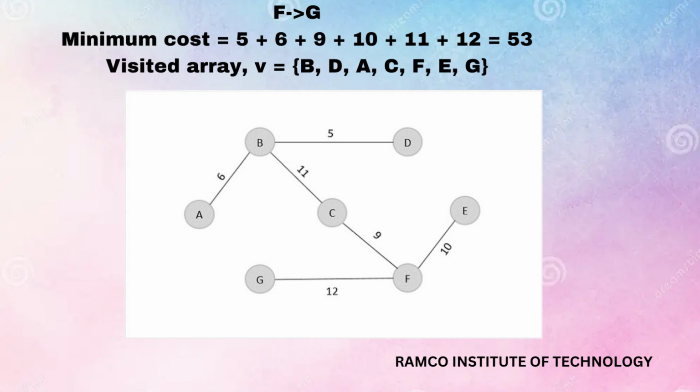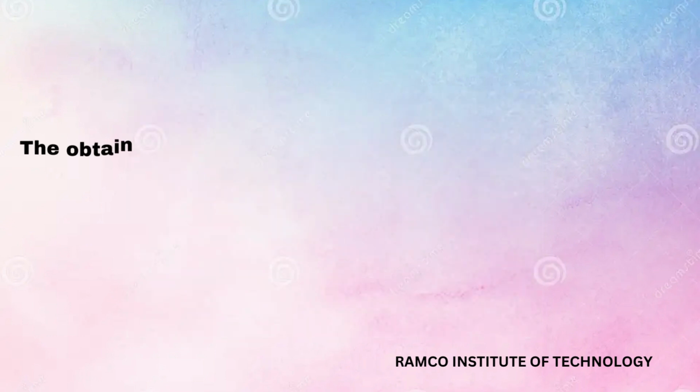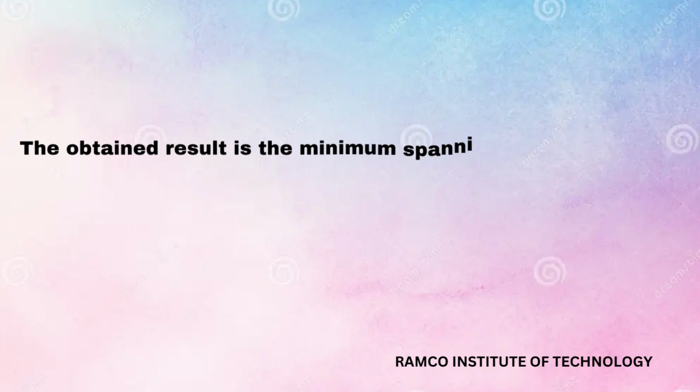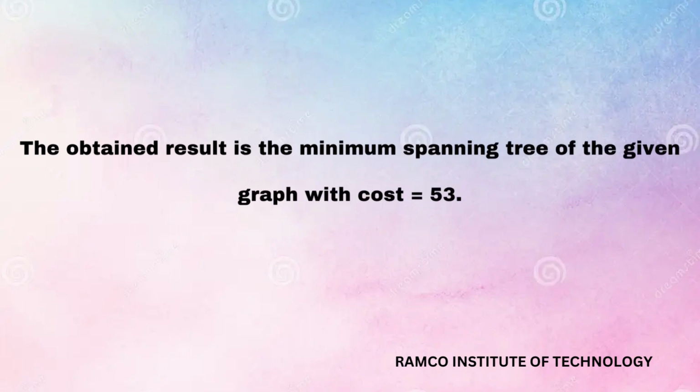equal to 53. So this is the final minimum spanning tree for the given graph by using Kruskal's algorithm. So here we should add all the costs for the minimum spanning tree. All the visited vertices should be available in the visited array. So the final cost of the minimum spanning tree for the given graph is 53.